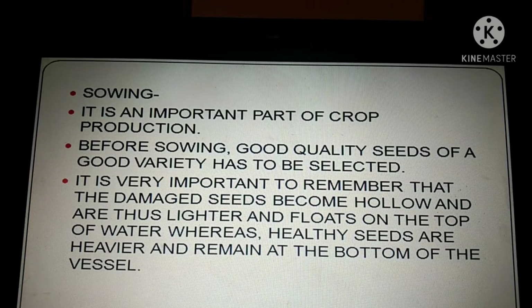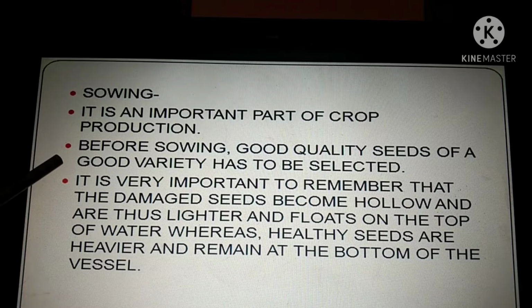So now let's start with the second step. The first step we had studied of agricultural practices was preparation of soil. Now we have the second step, that is called sowing. Let us see what it is. It is an important part of crop production. You have to sow the seeds here, isn't it? So that is why it is very, very important.